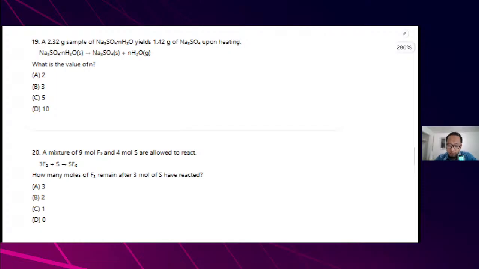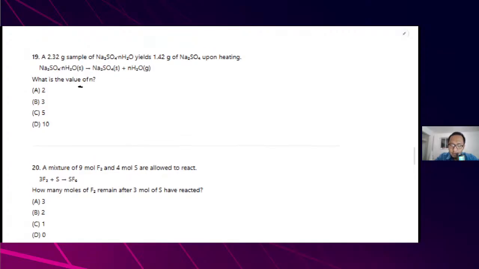Okay, now it's a little bit different from the previous question, because we need to determine n. But I think it's still the same concept, not much different. Still the same concept, because now we need to find the value of n. So we need to calculate the mass of water loss. Okay, let's take a look at the details of the question.